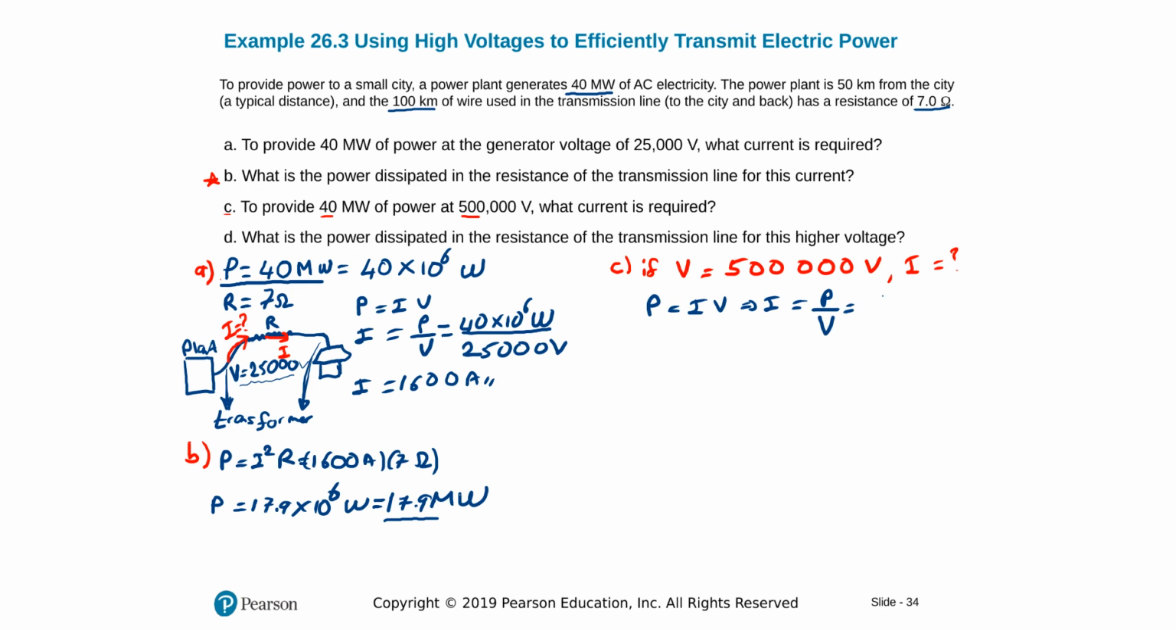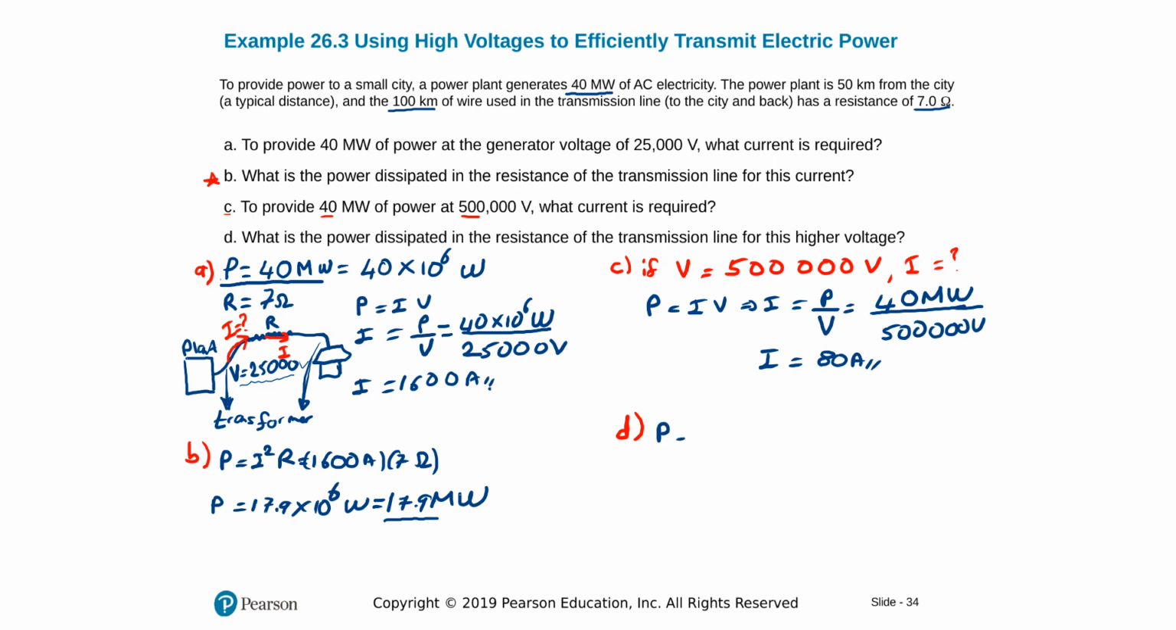Initial generated power is still the same, 40 megawatt divided by 500,000 volt. That's times 10 to the 6. I'm leaving that there shortly. And the answer we get from here will be 80 amperes. Quite a bit lower than the 1600 amperes we had. So as you might have guessed, how much power will be dissipated across the resistor will be also less.